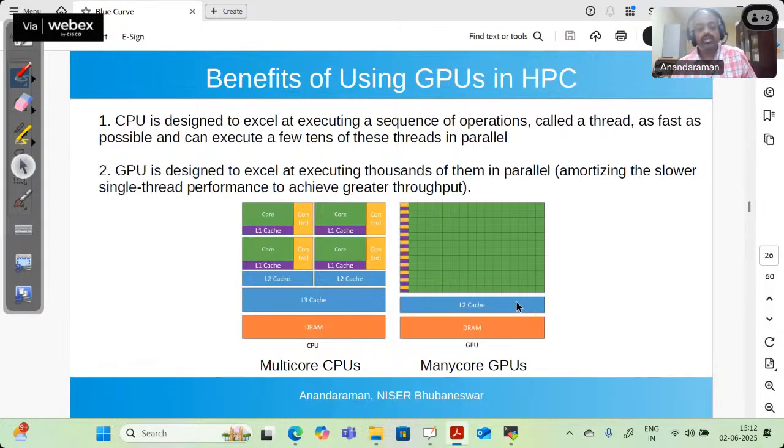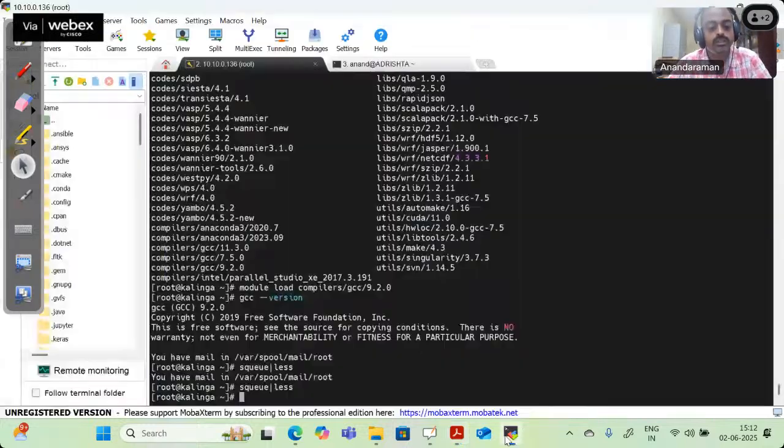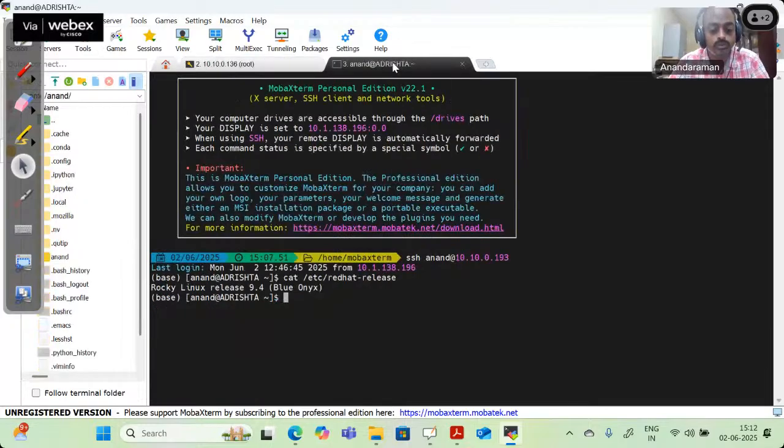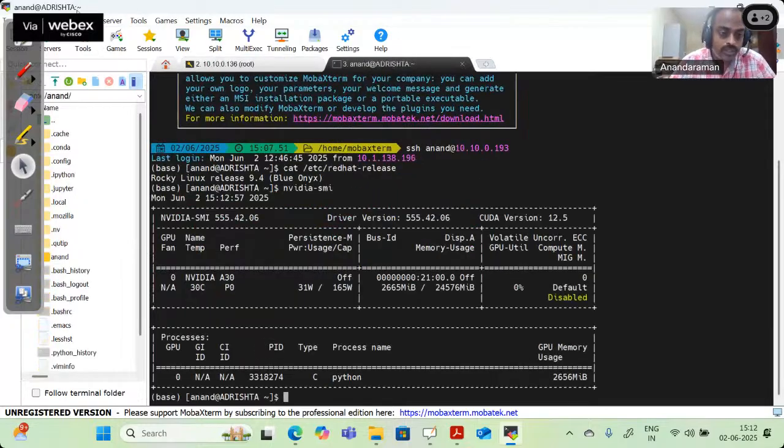Okay, so now we will come to GPU. We have fewer GPUs as of now, but we have GPU servers. For example, this is a GPU server, and this is another server with a GPU. If you run nvidia-smi, you can see it's an A30 card with 24 GB GPU RAM.